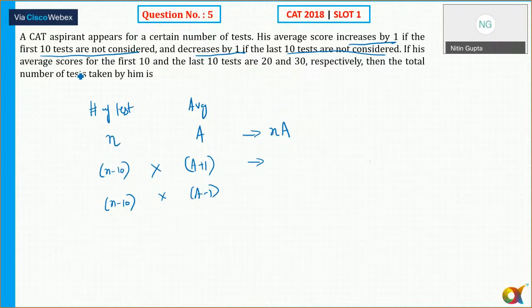If his average score for the first 10 and the last 10 are 20 and 30, the average score for the first 10 is 20. So what is the total score of the first 10? The total score of the first 10 is 200. So in the first case, the average increases, so I'll say this is na minus 200. Is that clear to all of you?